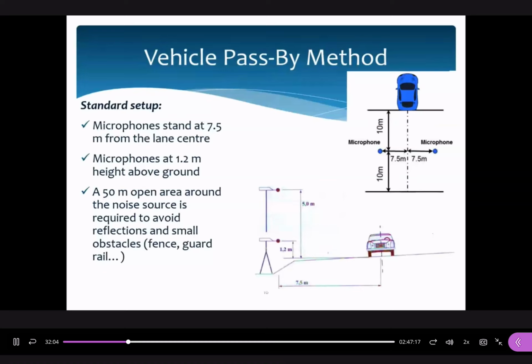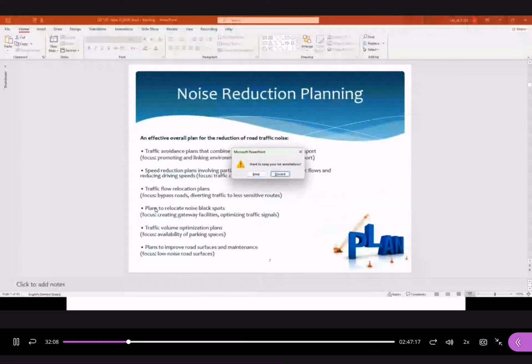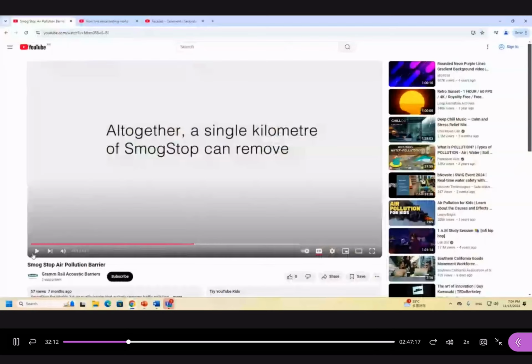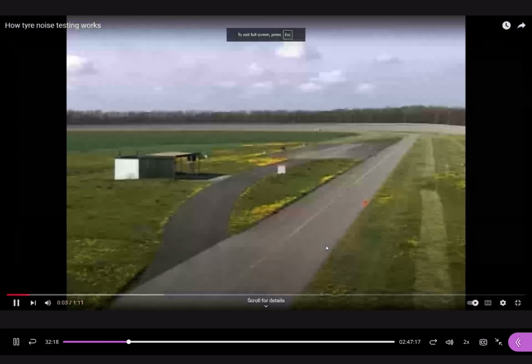Let's take a look at how to do this vehicle pass-by method in reality.